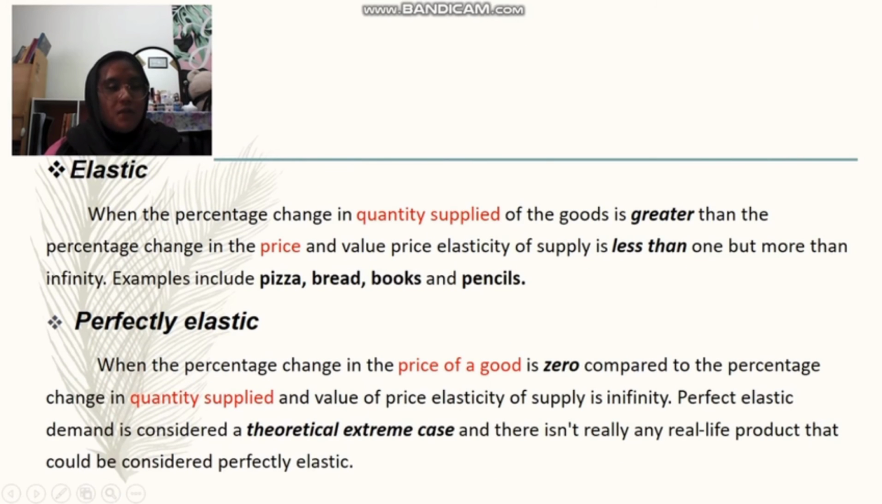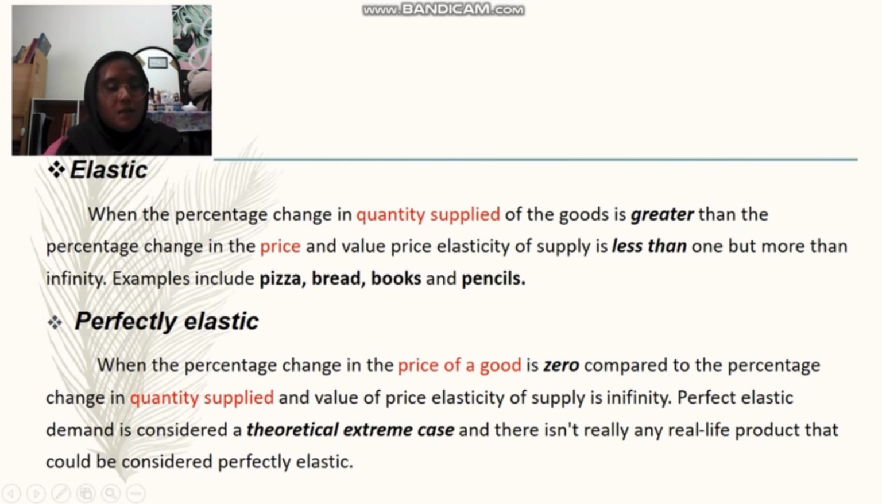The fourth one is elastic. Elastic is when the percentage change in quantity supplied of the good is greater than the percentage change in the price, and the value of price elasticity of supply is more than 1 but less than infinity. Examples of elastic goods are pizza, bread, books, and pencils.